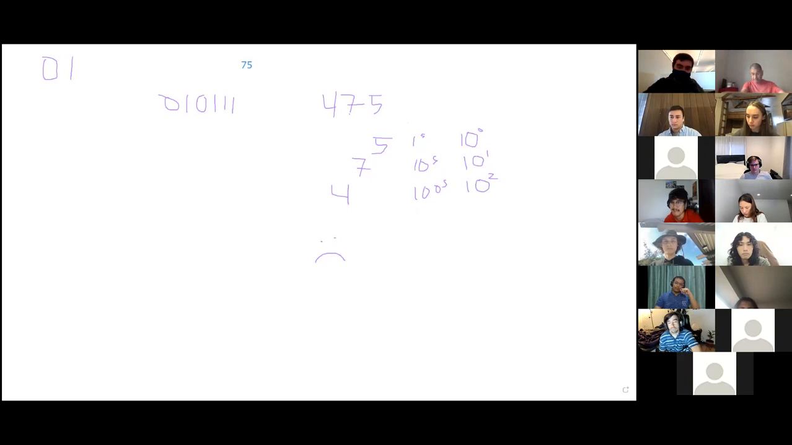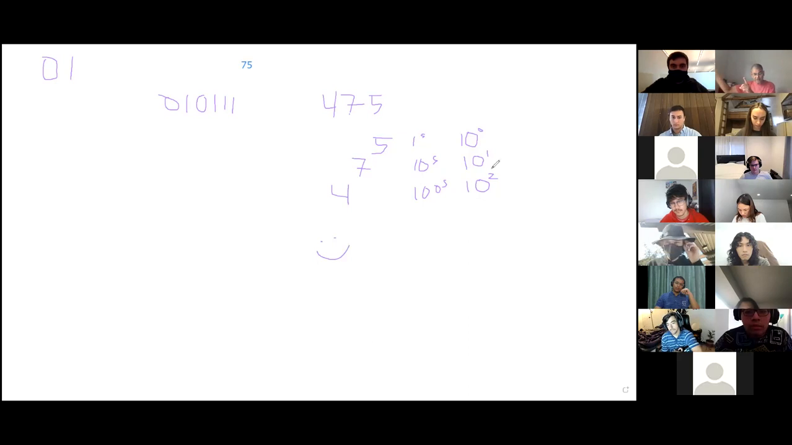All you have to do is, in this binary number, the rightmost one is 2 to the 0. And the next number says how many 2 to the 1s, how many 2 to the 2s, 2 to the 3s, 2 to the 4s, 2 to the 5s. Just like here, you have 10 to the 0, 10 to the 1, 10 to the 2, 10 to the 3. Here you have that, and you just have to add them all up.